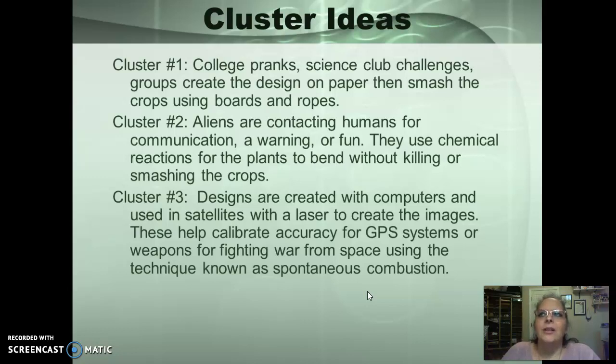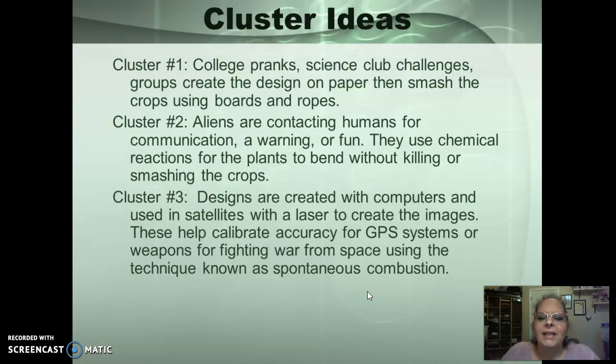College pranks. What could you say about college pranks? Well, there could be science club challenges. It could be like fraternity, not pranks, but challenges to get into the fraternity or something. They create designs on paper, and they use boards and rope and they smash it down. Just all the ideas you can think of.